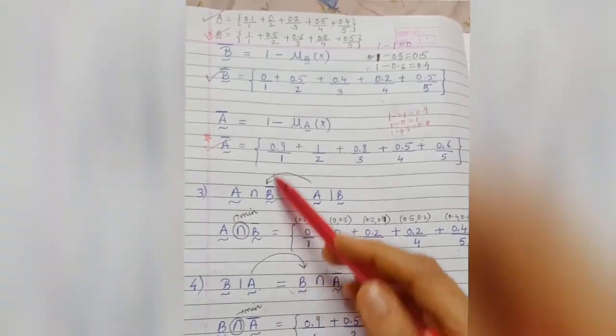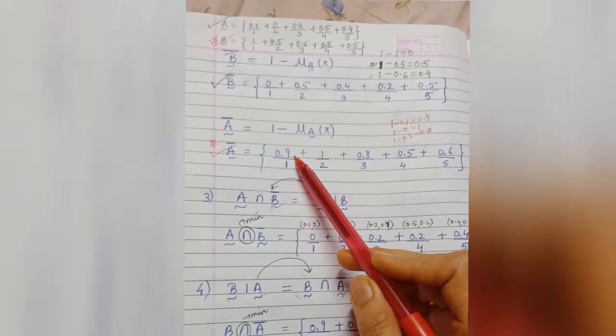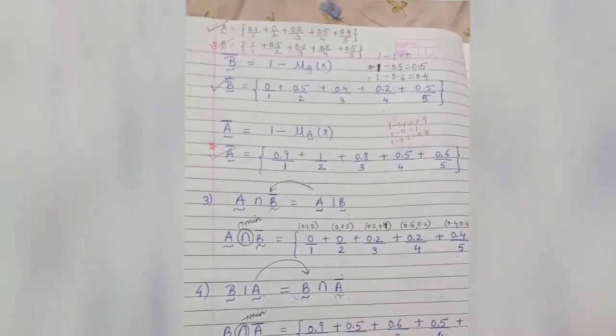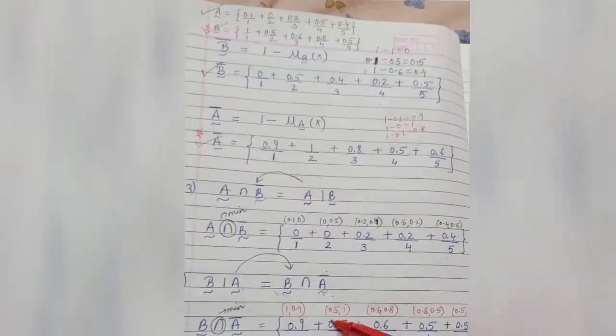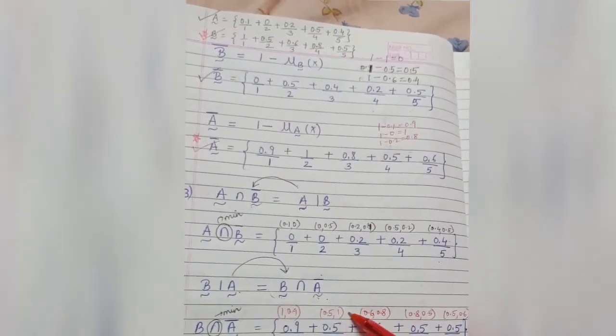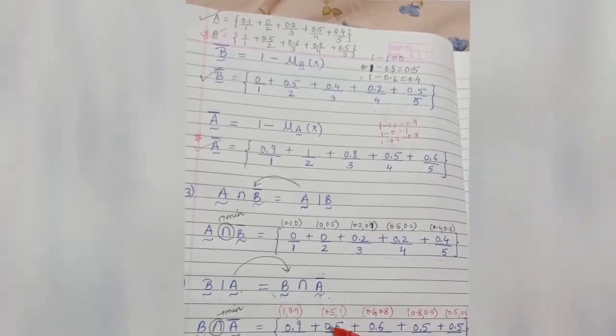Let's start. 1 and 0.9, compare. Take minimum from 1 and 0.9. Minimum is 0.9. Second is 0.5 and 1. Select minimum from these two, that is 0.5. We'll write it as 0.5 upon 2.